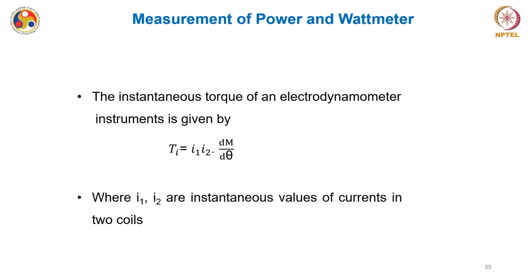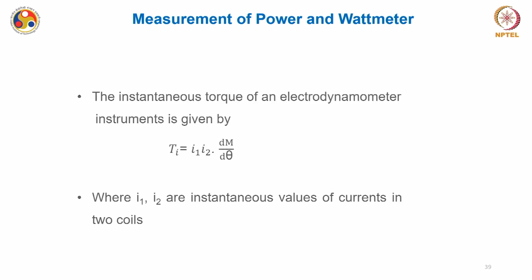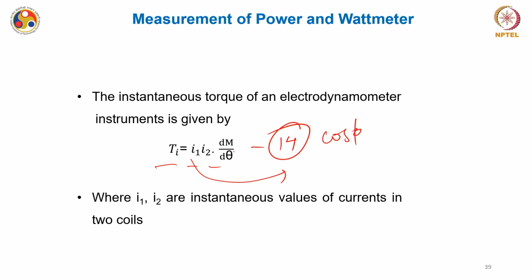The instantaneous torque of an electrodynamometer instrument we have already seen in the generic statement, where the instantaneous torque was given as I1 into I2 into dM by d theta. The cos phi term we saw when studying current values specific to sinusoidal waves. So the instantaneous torque of an electrodynamometer instrument is given as Ti equal to I1 I2 dM by d theta. This was a generic statement when we are not considering any sinusoidal or other wave. So we are calling this equation 14.